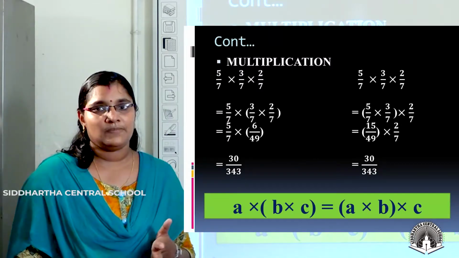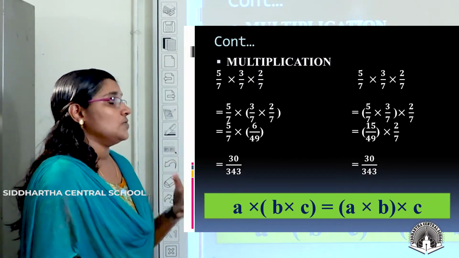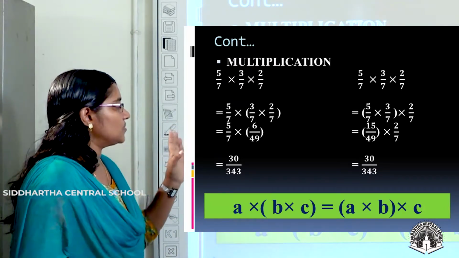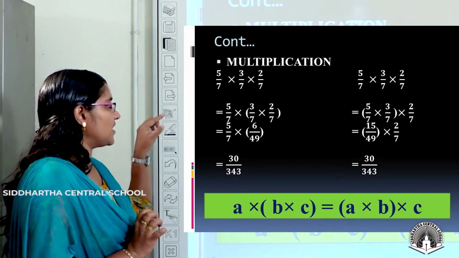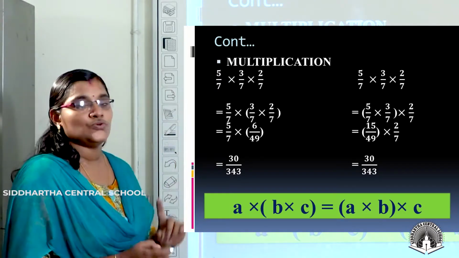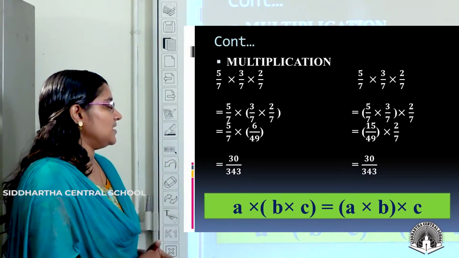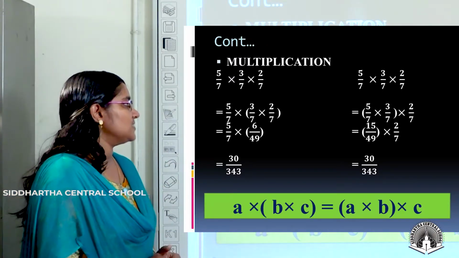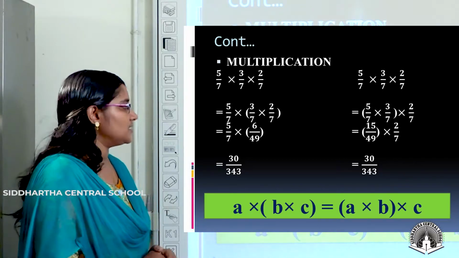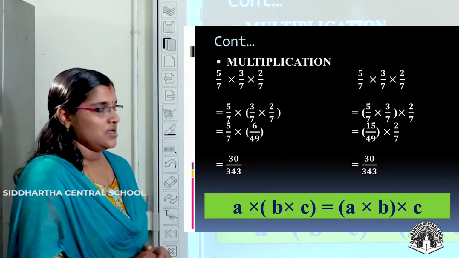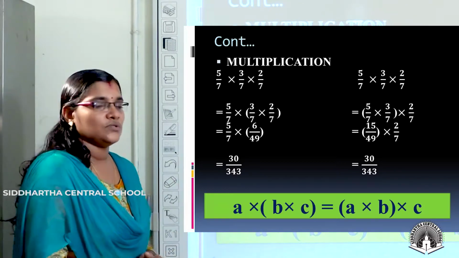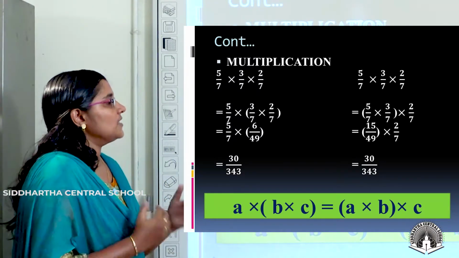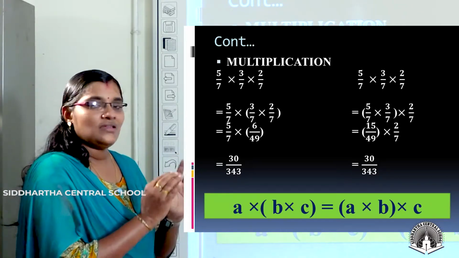Next is multiplication. So for multiplication also, we can take three rational numbers. So here also we can put a bracket. First is 5 by 7 into, in the bracket, the last two: 3 by 7 into 2 by 7. So 5 by 7 into (3 by 7 into 2 by 7). What is the answer? 6 by 49. Then lastly you have to multiply. So the answer is what? 30 by 343.